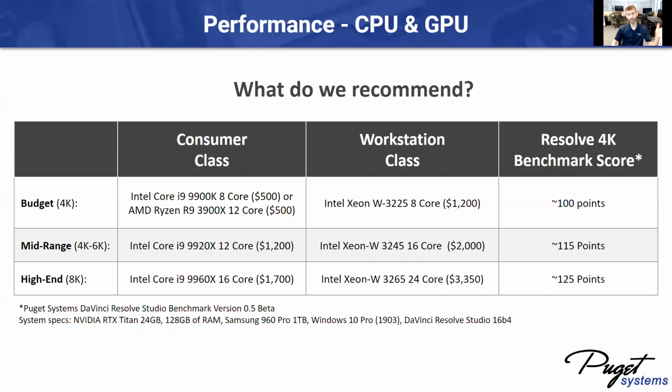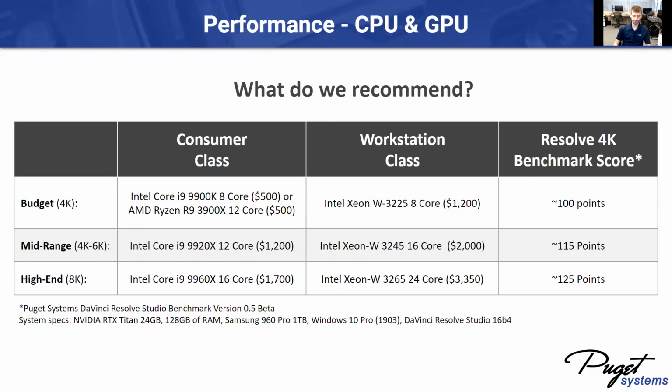And then at the high end, this is where we would say you plateau. There's really not much of a reason to go beyond this. It's going to be the 9960X Intel or the 3265 Xeon W. And those are about 25% faster than what we're talking about on the budget line. Now, I will note that there is a higher end X series, a 9980XE 18 core, but in all of our testing, it's like 1% faster for an extra $500. So that's really the point where you hit diminishing returns.